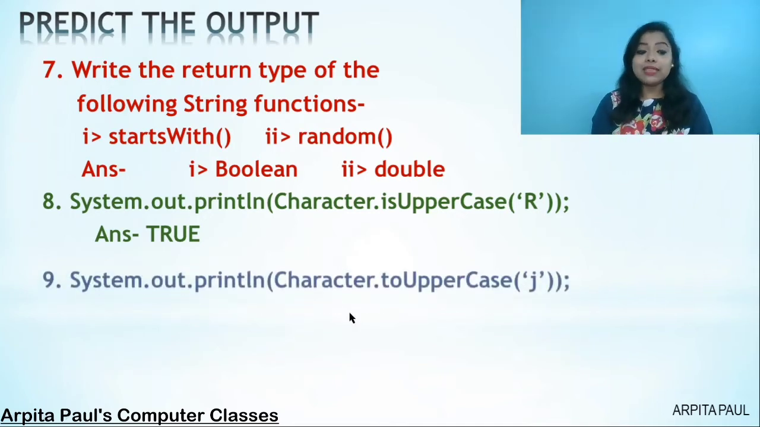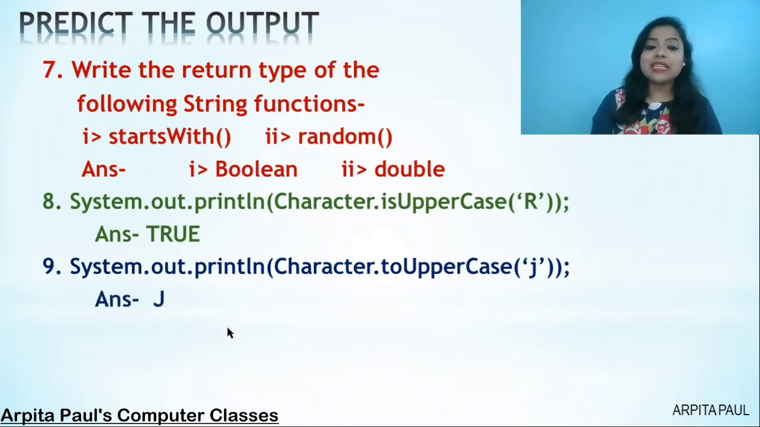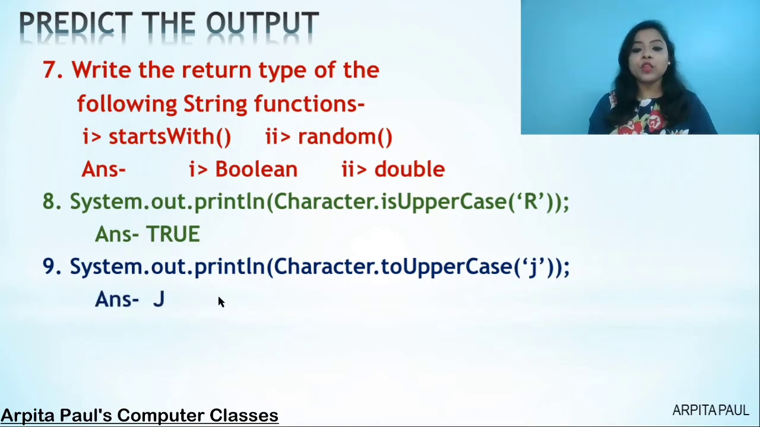Now moving on to the next one, that is System.out.println(Character.toUpperCase('j')), where the character is provided within quotation marks. So basically the character we provide here will be converted into uppercase. The j is given in lowercase, so it will be converted into uppercase and the output will be J in capital letter. So there is a difference between isUpperCase and toUpperCase. isUpperCase checks whether one character is uppercase or lowercase, and toUpperCase converts one lowercase character into uppercase, and if the character we provide is already uppercase, then it remains the same.